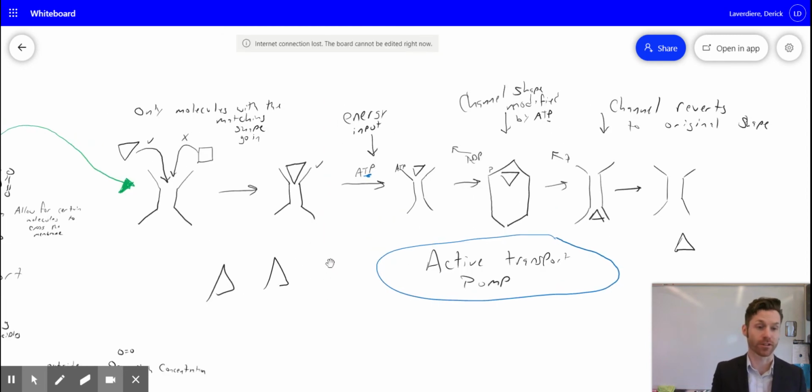Oh, and then I lost my internet connection. Just on the board though, it does that sometimes. Clearly I still have internet connection, but it's just for the whiteboard.